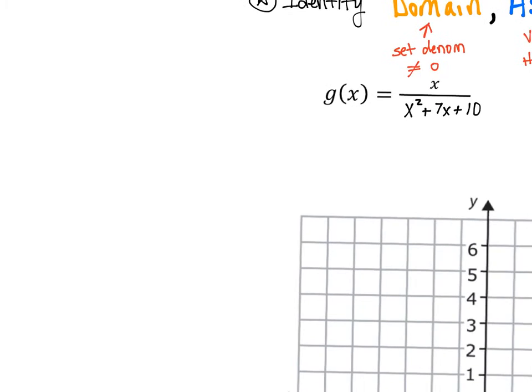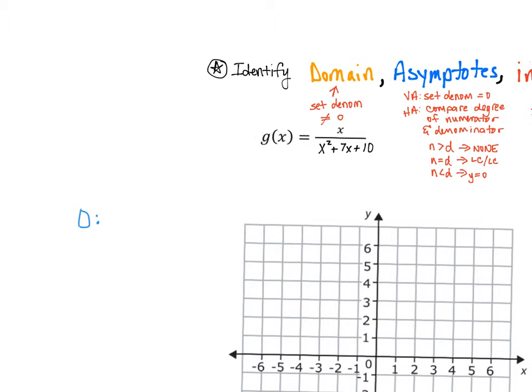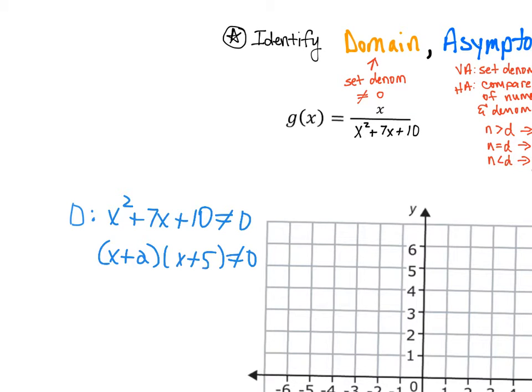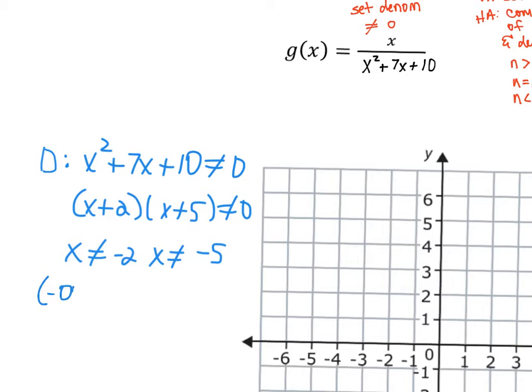So let's talk about domain. How do you find the domain of a rational function? Denominator not equal to 0. So we're going to say, okay, x squared plus 7x plus 10 cannot be 0. Okay, so I'm going to factor this. What times what gives me 10 when I multiply, but 7 when I add? Okay, so x plus 2, x plus 5. So my domain cannot be what? -2 or -5. Some of you want interval notation. Okay, so I have negative infinity to what? -2. Then from -2 to -5, then what? -5 to infinity, okay? So there's our domain.